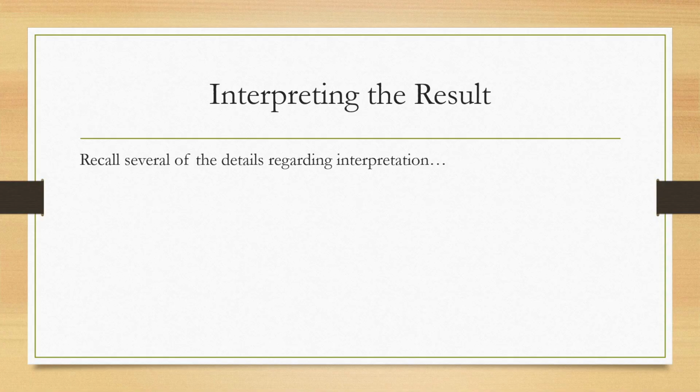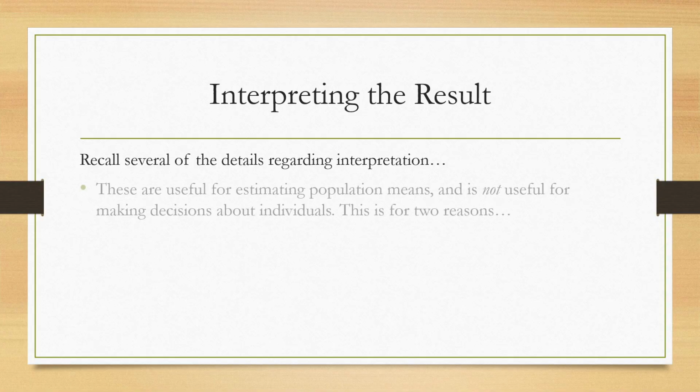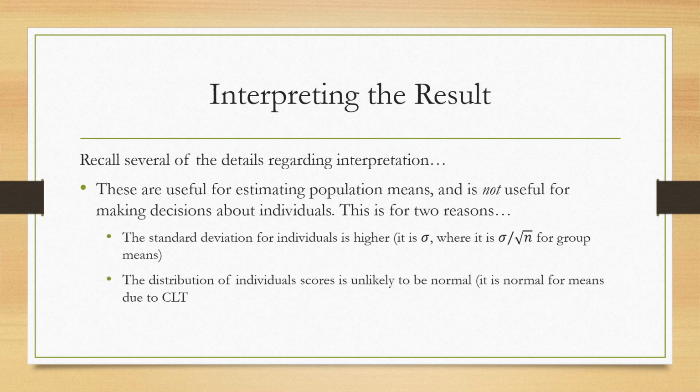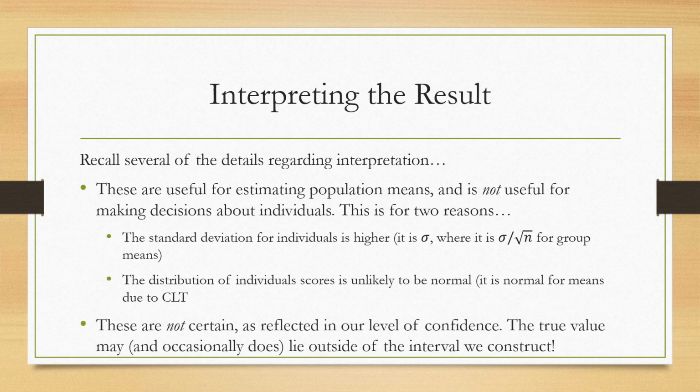So let's go over again a few of the details regarding interpretation. First of all, again, these are useful for estimating population means and not for making decisions about individuals. The standard deviation for individuals is higher, and the distribution of individuals is unlikely to be normal. It's only normal for the means due to the central limit theorem. So that is a big important thing. I know we've been beating it over the head like crazy, but it's really important for you to remember.